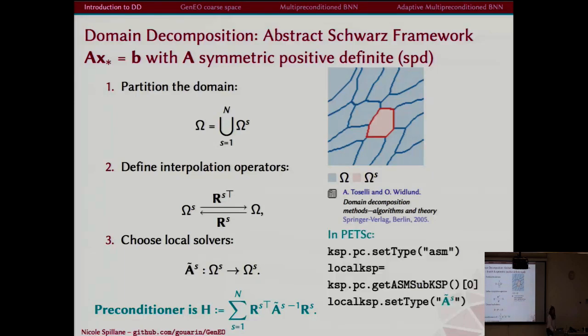Okay, so I guess you're all pretty much familiar with this. You can already do this in PETSc. If you use the preconditioner type ASM, then for example, you can plug in the A_s tilde, the local solver that you choose, with this get ASM sub KSP, and then set the type to your A_s tilde.